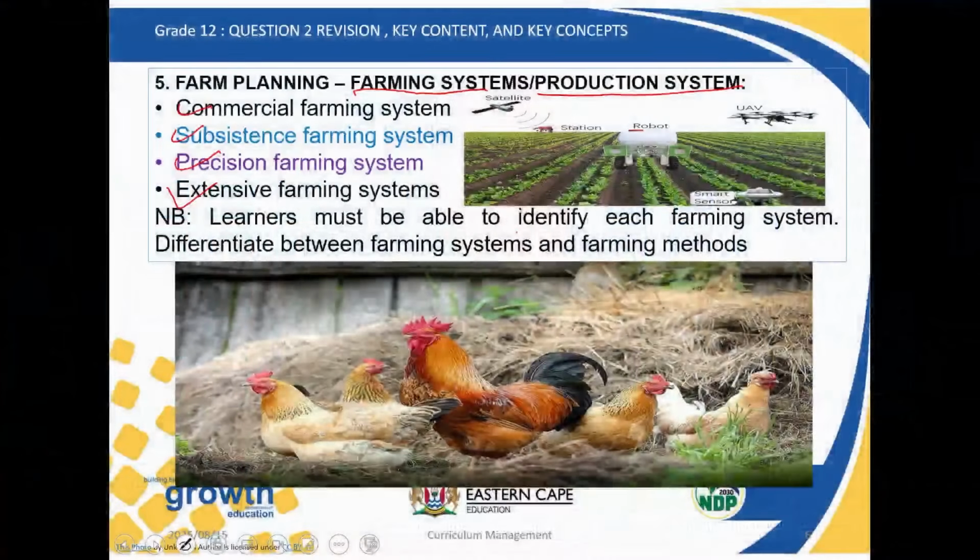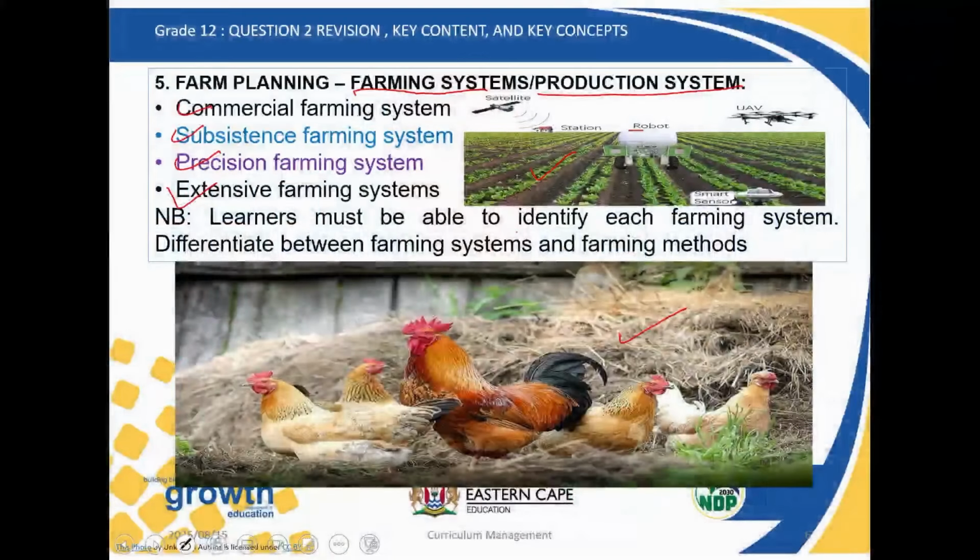What I'm trying to illustrate here is that, as you can see, you have your commercial, your subsistence, your precision, your extensive. In the examination, if you are given pictures, you must be in a position to see that this picture is showing extensive farming system. You must be able to see that this picture is showing what? A commercial farming system.